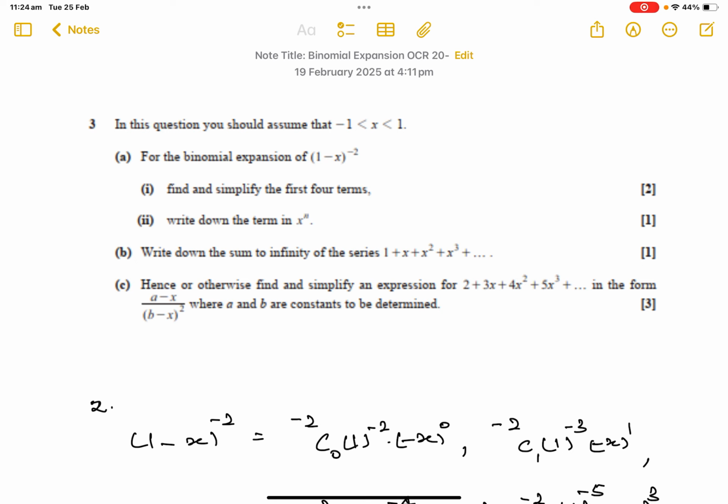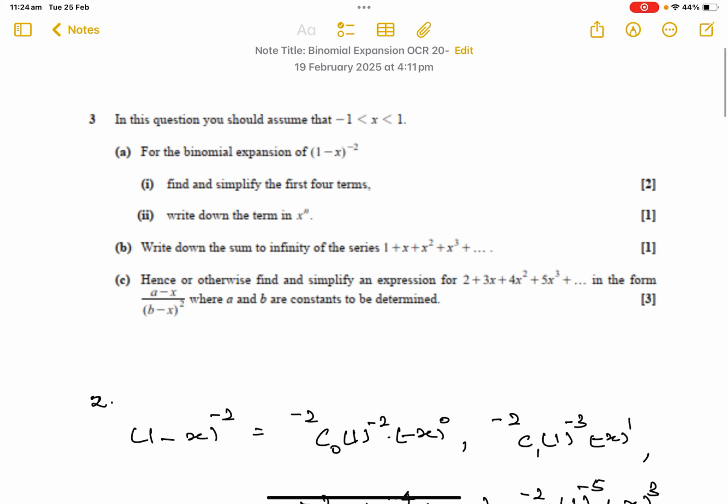A past question on binomial expansion from an Oxford and Cambridge past paper. In this question, you should assume that x is between -1 and 1. For the binomial expansion of (1 - x) to the power of -2, find and simplify the first 4 terms. Write down the term in x to the power of n. Just deal with the first part, or part A.